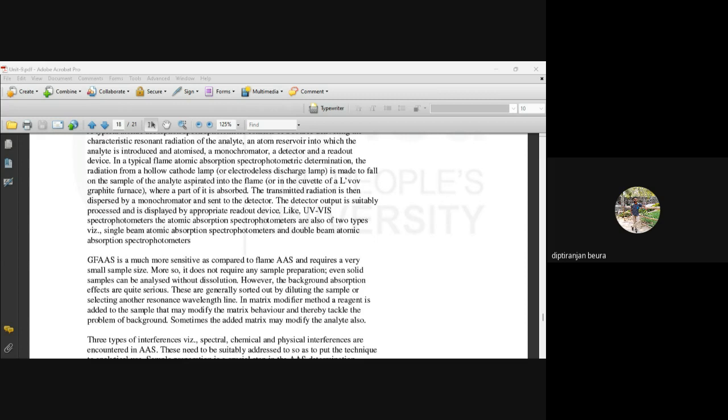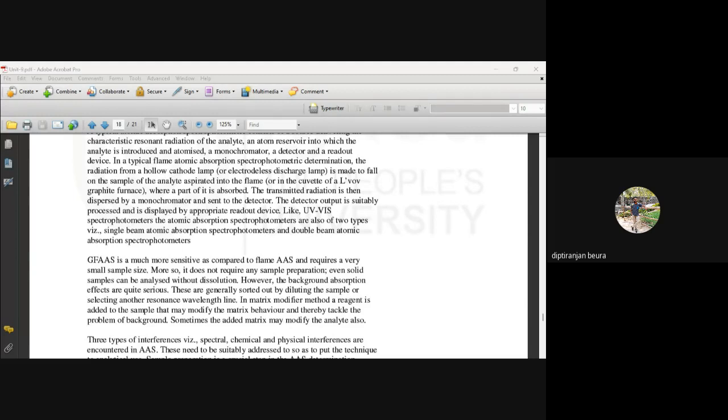Yes, ma'am. So I have a silly doubt regarding the use of the monochromator after the atomizer vaporizes the sample and absorption takes place. What is the use of the monochromator there?